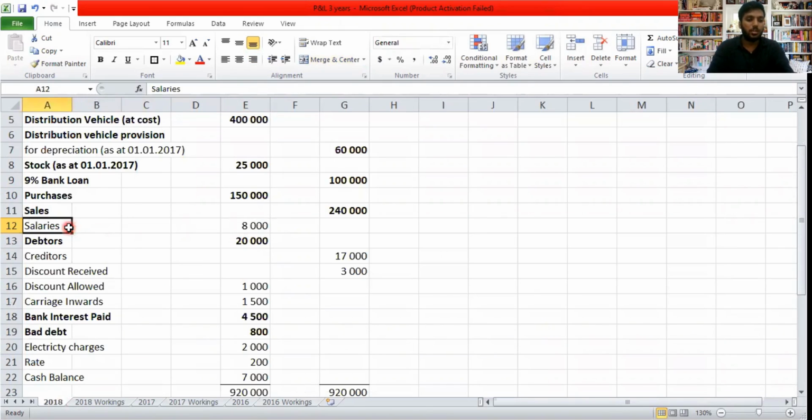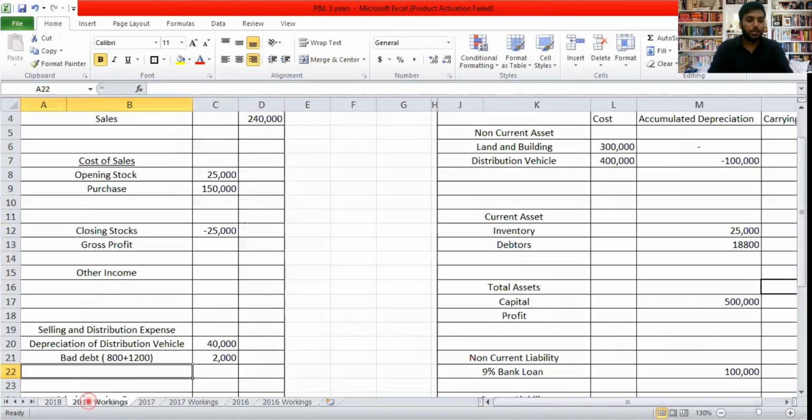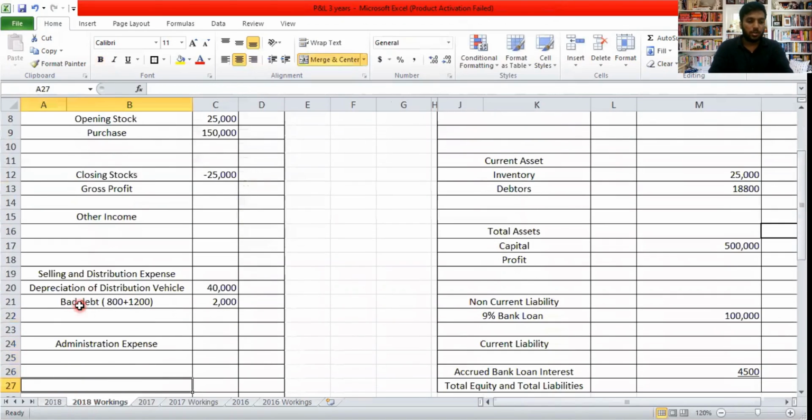So salaries is 8,000. I will take salaries as an expense. It's an administration expense. So I'll consider salaries an administration expense. So I'll take salaries.